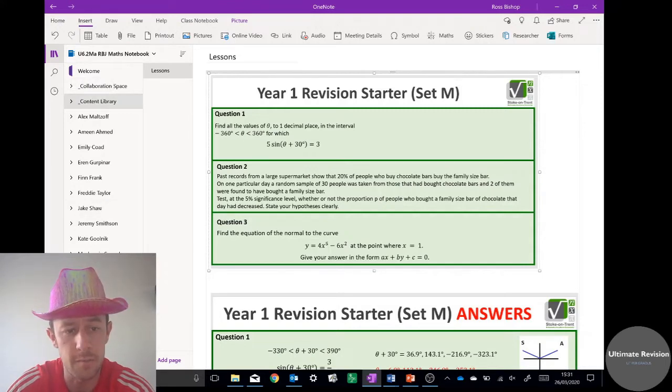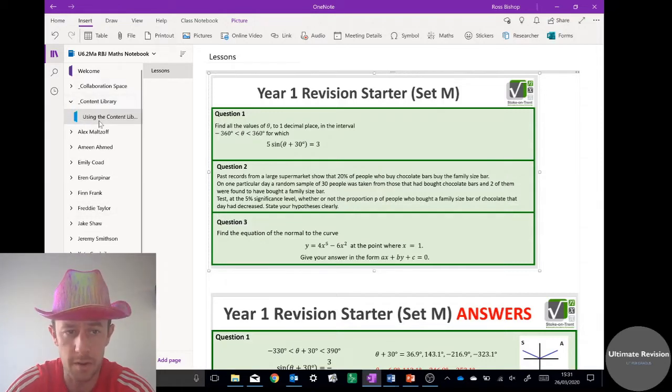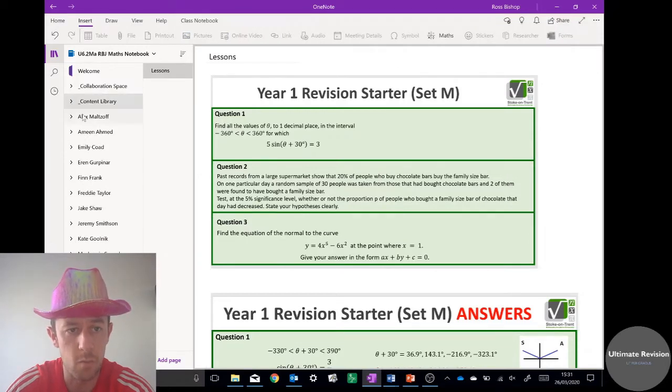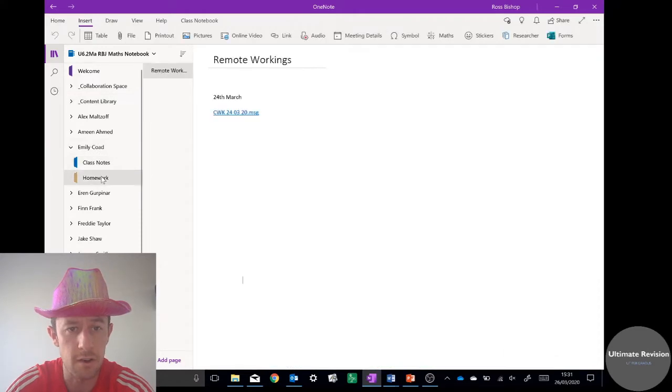I can see everybody's page. You can only see your own. But in the content library, that's where I'm going to put the lessons. So today's lessons in here. And then what I want you to do is to upload your work into your area. So if I look, for example, at Emily here, Emily's got two things here. She's got classwork and homework.